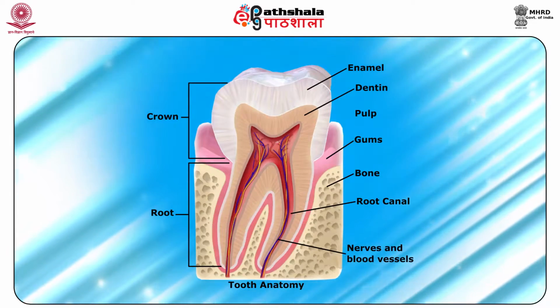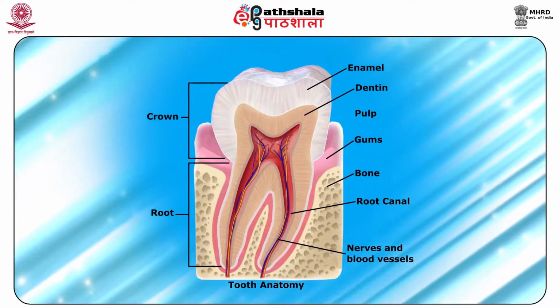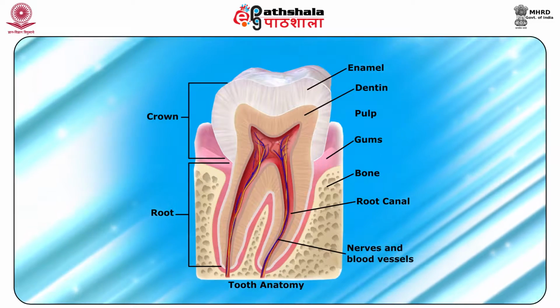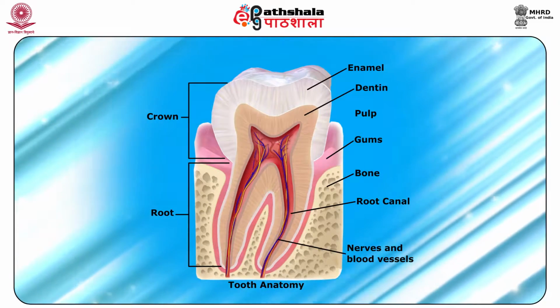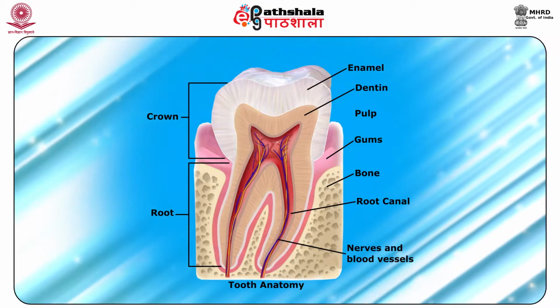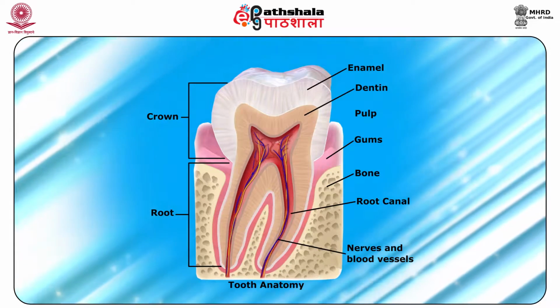If we look at the structure of a tooth, each tooth has a crown and a root. The crown is the visible portion that protrudes above the gum. The root is embedded into a socket in the jaw. The incisors and canines each have a single root. Premolars have 1 or 2 roots and molars usually have 2 or 3 roots.